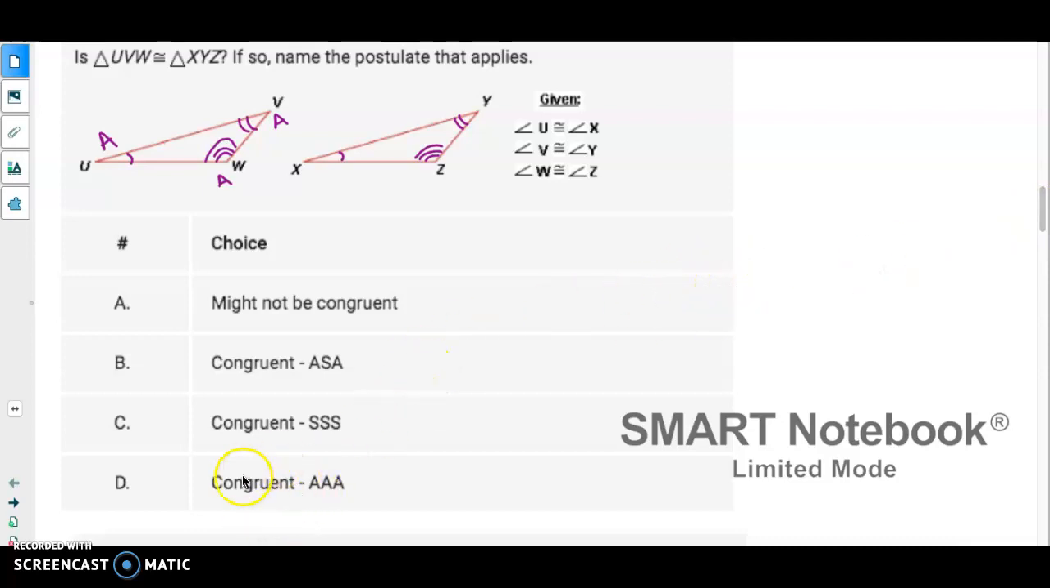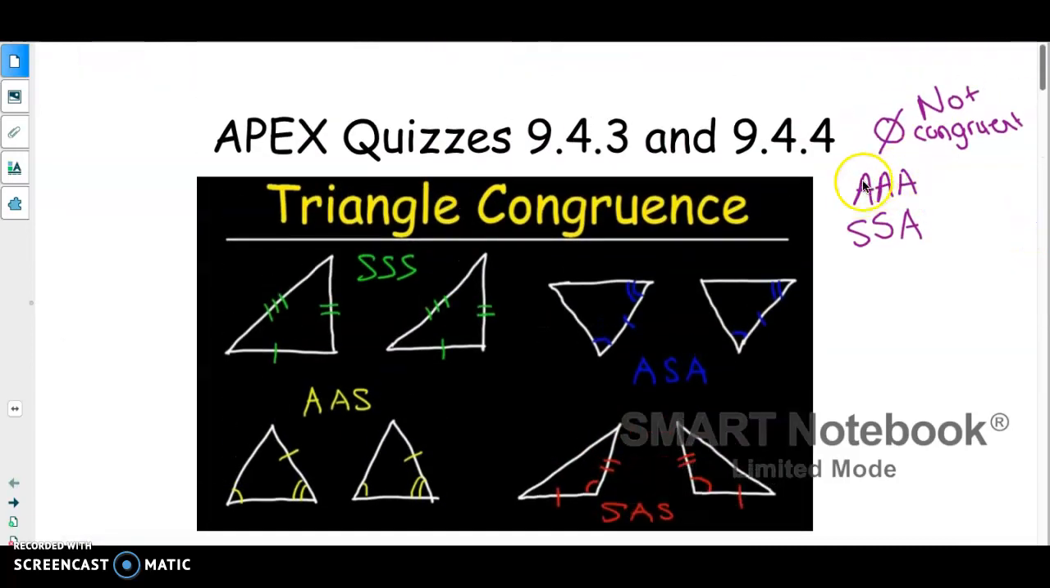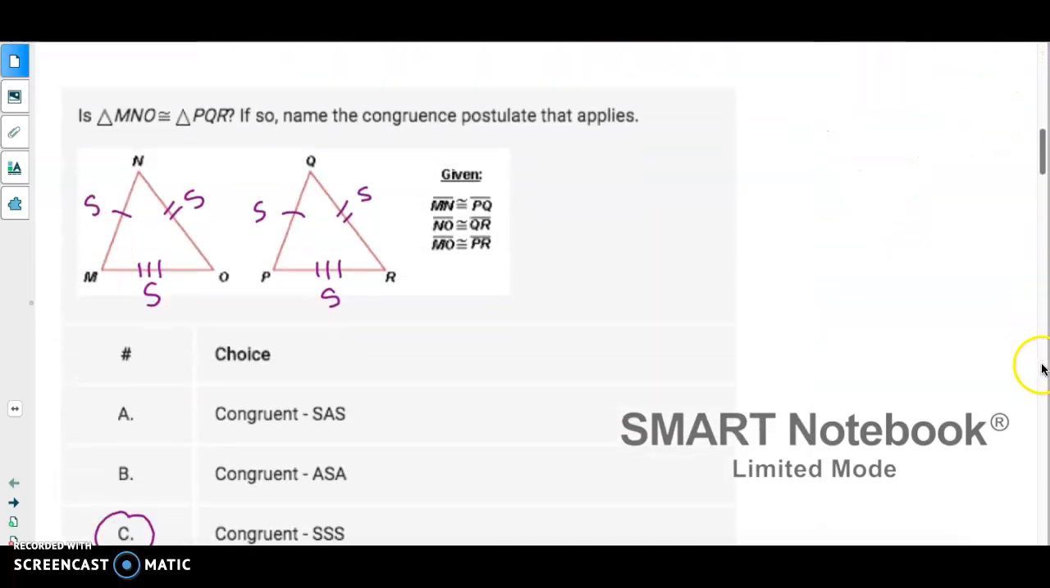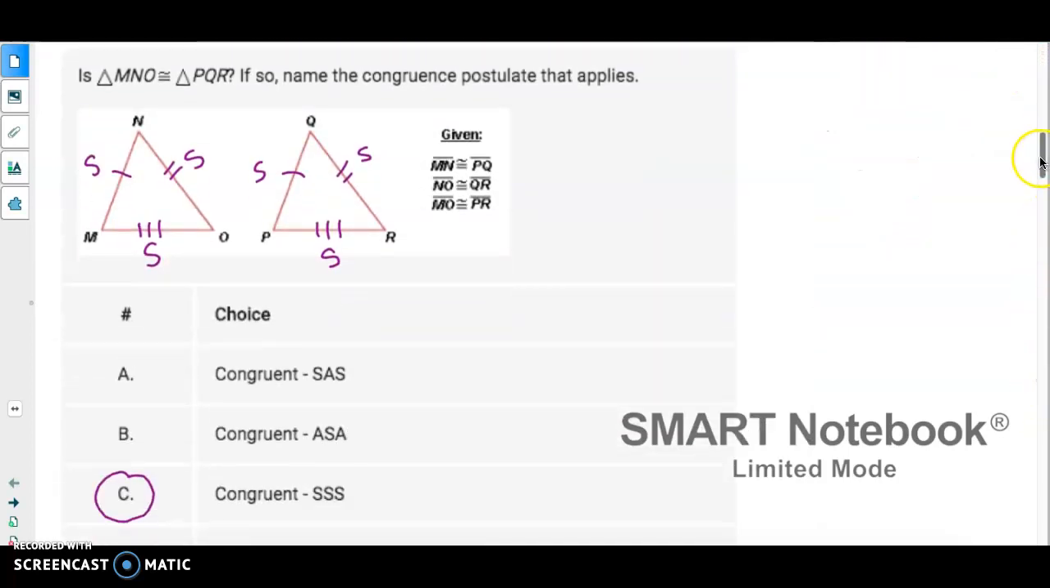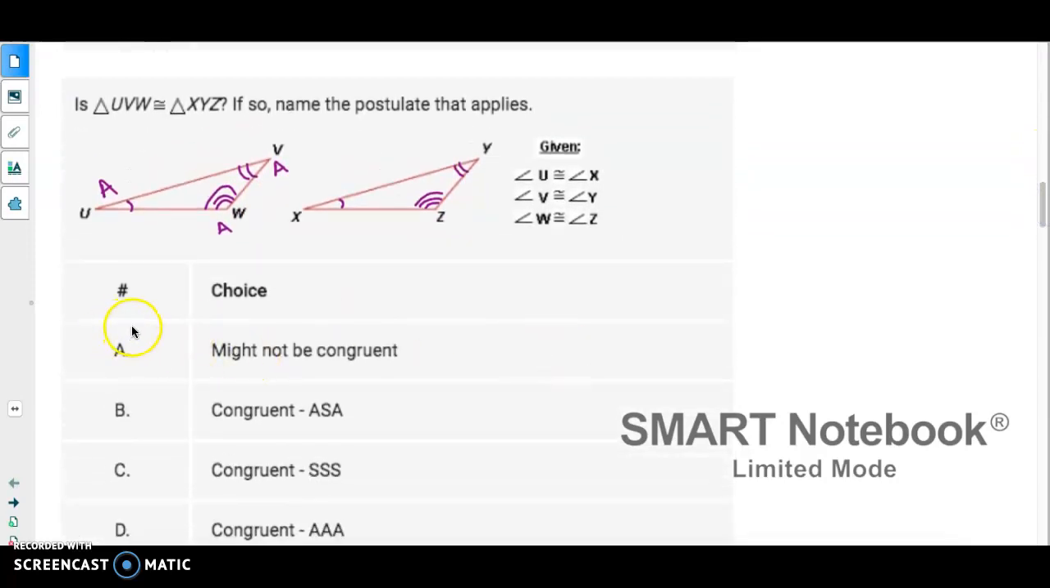So we have to decide if it is congruent or if it might not be congruent. If you remember at the very top here, I said angle, angle, angle is one that does not say it's congruent. So, oops, sorry. We cannot prove that this one is congruent because angle, angle, angle does not prove congruence.